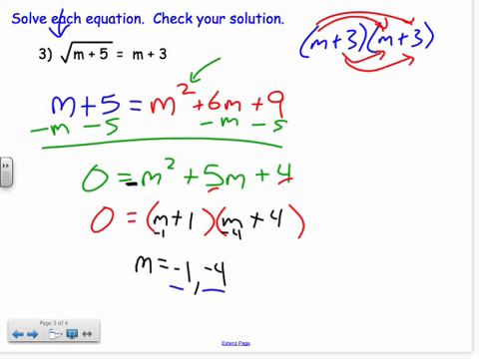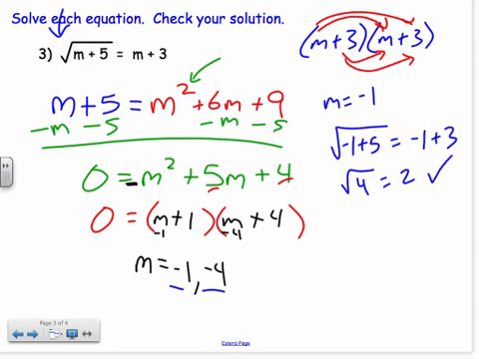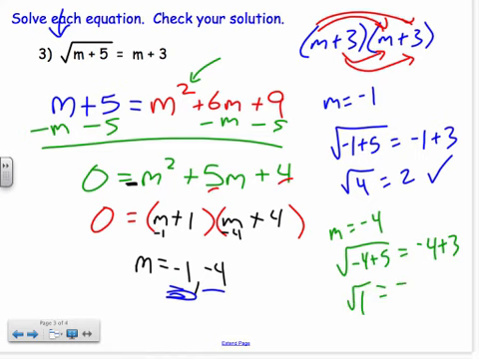So let me test it when m equals negative 1. I'm going to plug in negative 1 plus 5 equals negative 1 plus 3. Just plug in negative 1 for m. So here I got square root of 4 equals 2, and that works out. That's good. So I know negative 1 is an answer. Now I got to try when m is negative 4. So the square root of negative 4 plus 5 equals negative 4 plus 3. Well, if I notice, the square root of 1 does not equal negative 1, so that does not work. So m cannot be negative 4, which means my only answer is m equals negative 1.